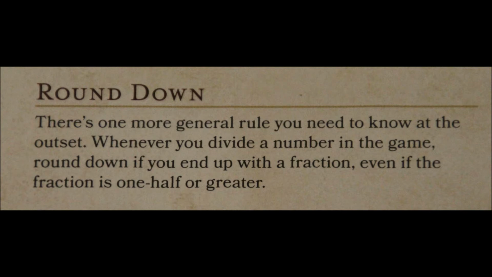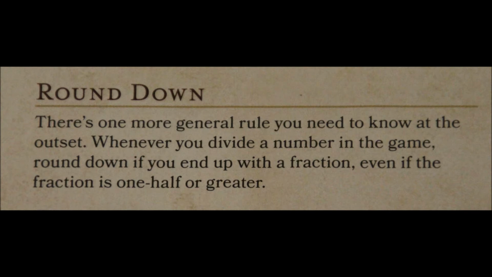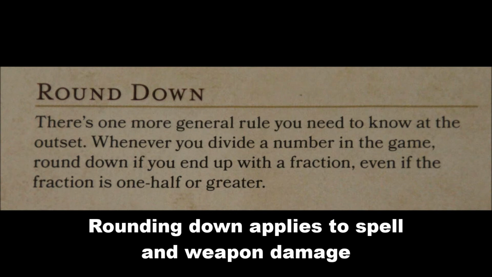The rounding down rule is a general rule and specific rules can override this. Remember, you can only round down a fraction. Don't round down odd numbers or even numbers. The rounding down rule usually comes into play when you divide a number by 2 or more. You can also divide character classes and class levels. Odd numbers create a fraction when you divide them by 2 or more, which is why we have the rounding down rule. The rounding down rule applies to spell and weapon damage.